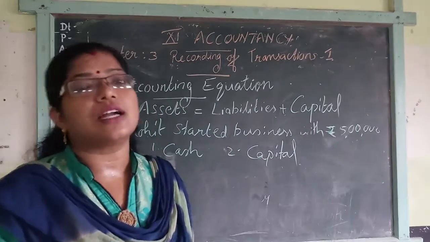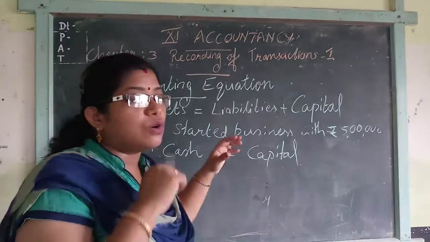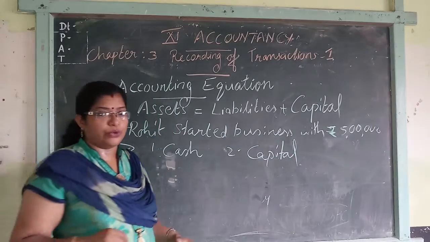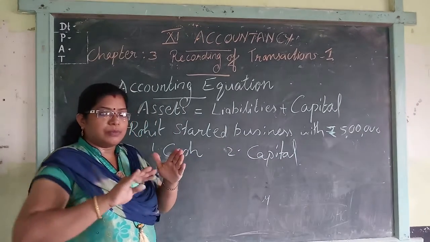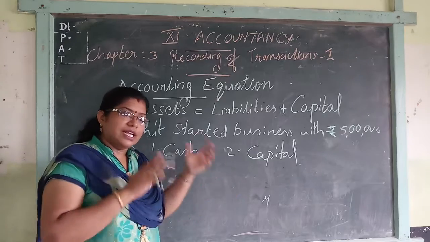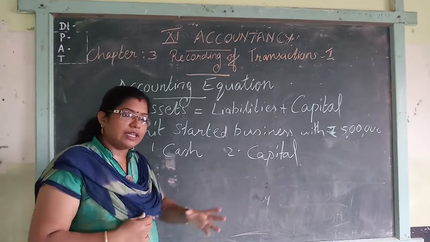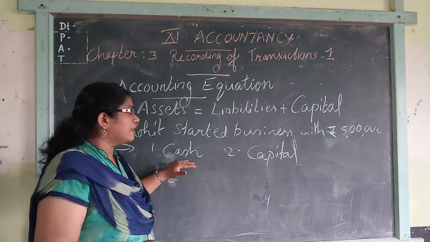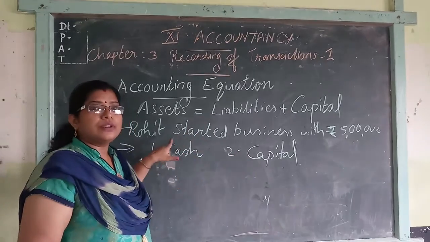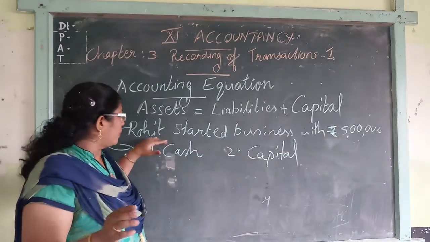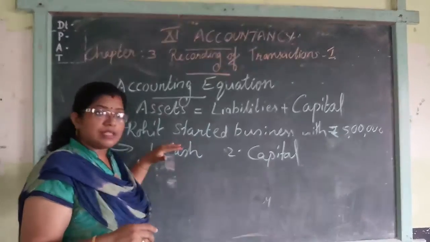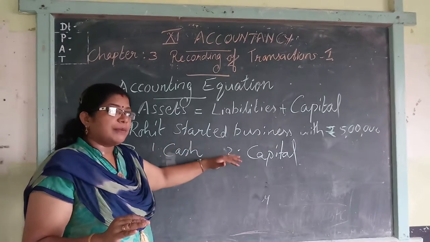When we are doing accounting, always think from the business point of view. The owner is different, the business is different. So what happened to that business? Only think that much. Now don't think of this as Rohit's case; Rohit is a proprietor. But what happened to this business?